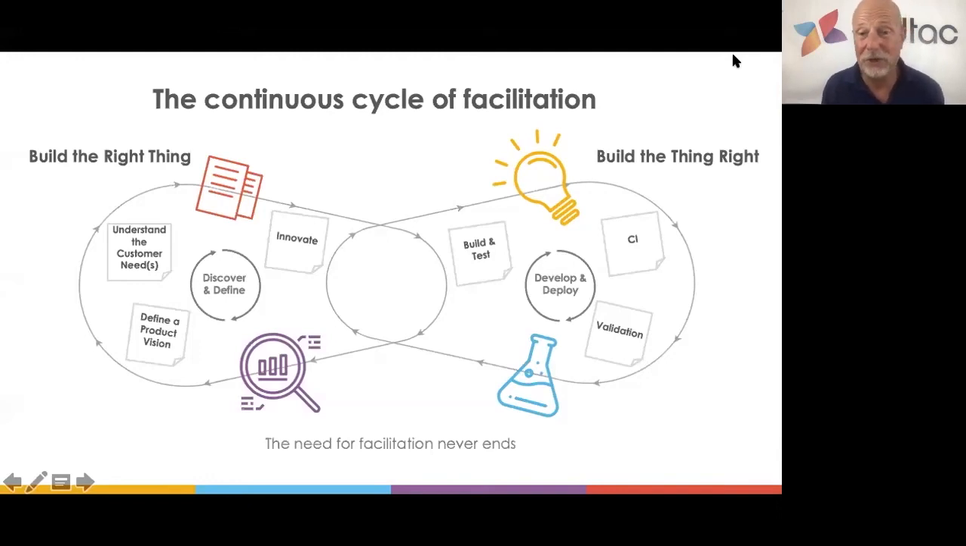And then on the right-hand side here, we can see building it. So this is where we're going to be interacting with the build and test teams, continuous improvement of how we do things, validation that we've got the right things in place. And obviously that's then going to feed back into discover and define. So develop and deploy feeds back into discover and define, which produces things to develop and deploy, which feeds back into discover and define. And then in the middle there, you've got outstanding outcomes or awesome outcomes.